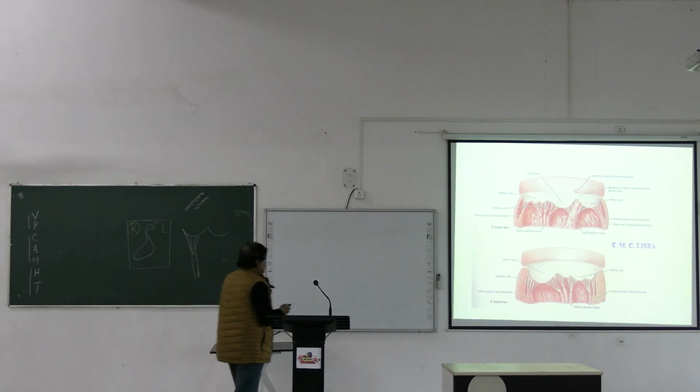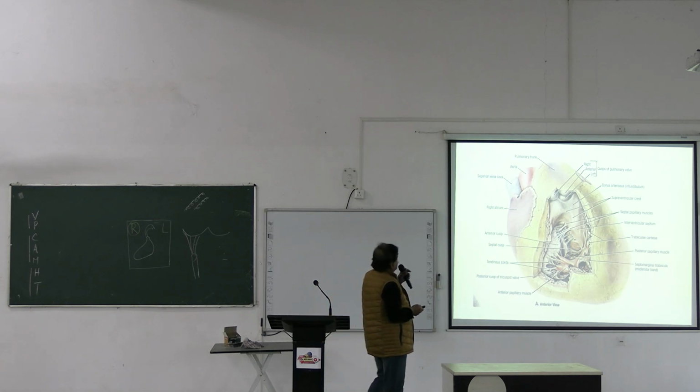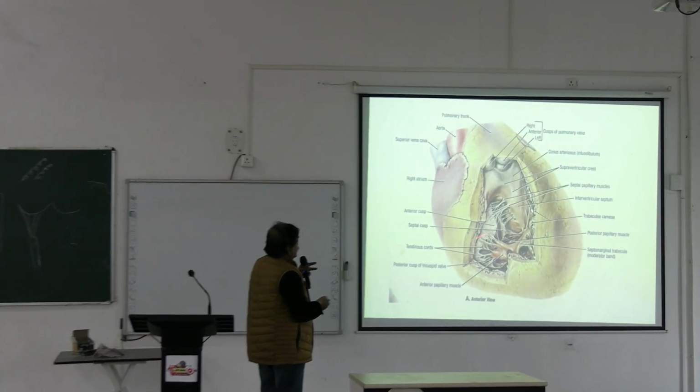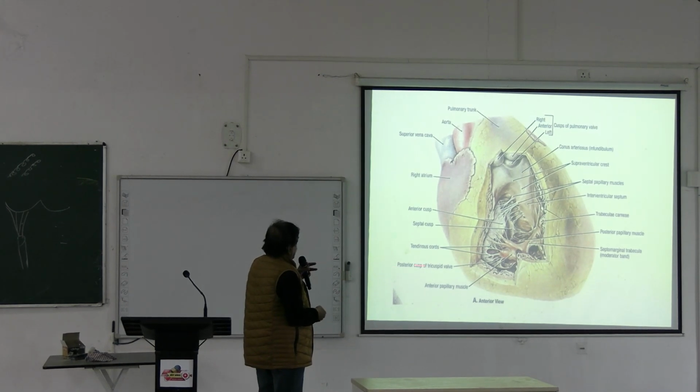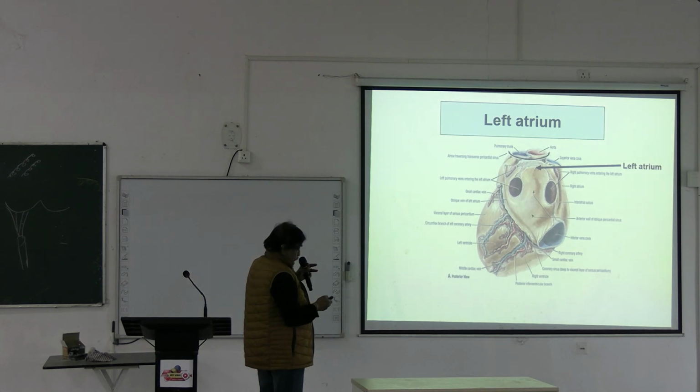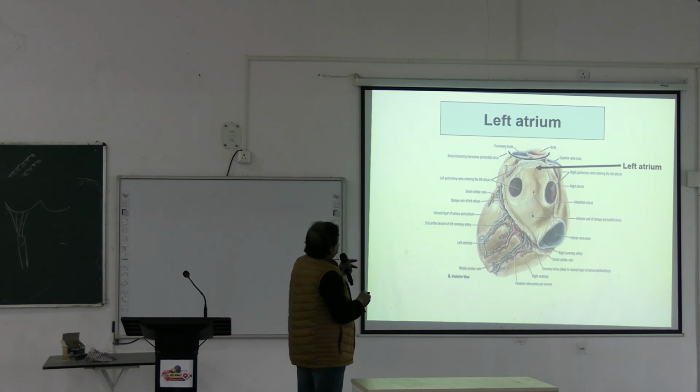Now you see the repetition of these pictures, and when you cut open the heart like this, you will see the papillary muscles and the tendinous cords, the posterior cusp of the tricuspid. Now the left atrium, you can see the right pulmonary vein. This is the aorta, this is the pulmonary trunk, the oblique vein of the atrium, this is the cardiac vein, this is the coronary artery, left branch, this is the middle cardiac vein and the right ventricle.